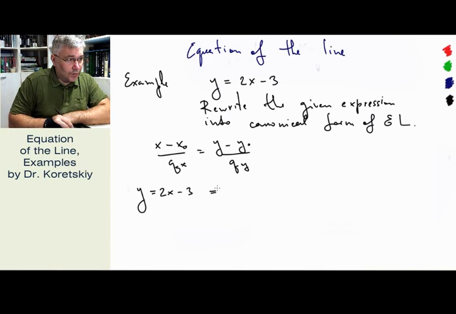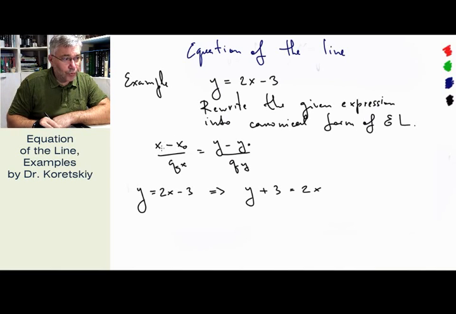y equal to x minus 3 I can rewrite into the following thing: y plus 3 equal to x. And now I have here 2. In canonical view I have just x divided by something. So I can divide by 2, and I have 1 y plus 3 over 2 equal x.